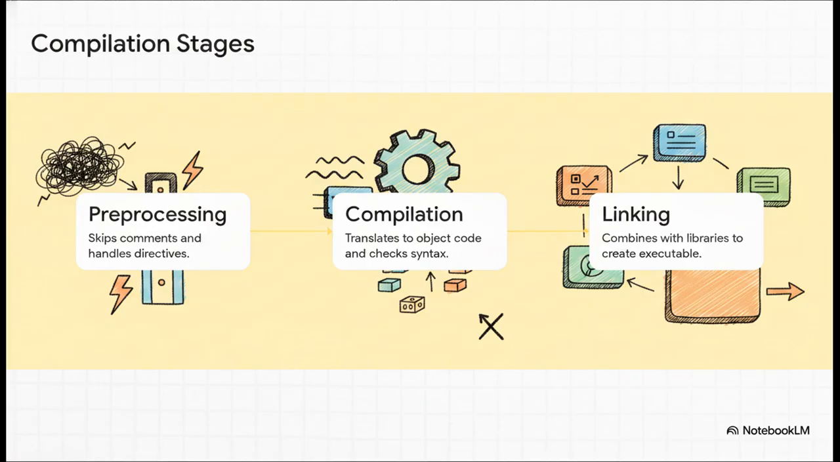There are 3 distinct stages you really need to internalize here. Step 1 is preprocessing. A preprocessor modifies your source code right in your computer's RAM before anything else happens. It basically skips over your human-readable comments and handles special directives. Step 2 is the actual compilation. This is where the compiler translates that preprocessed code into object code, meaning machine instructions. It also aggressively checks for syntax errors. If it finds even a single typo in your syntax, the whole process stops right there. Step 3 is linking. The linker takes your object code, combines it with pre-written system libraries, and spits out that final executable file onto your disk.